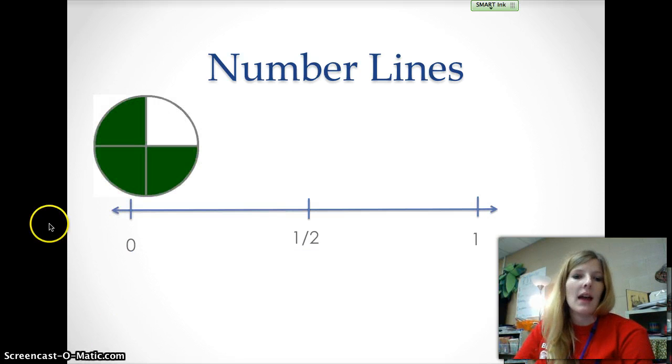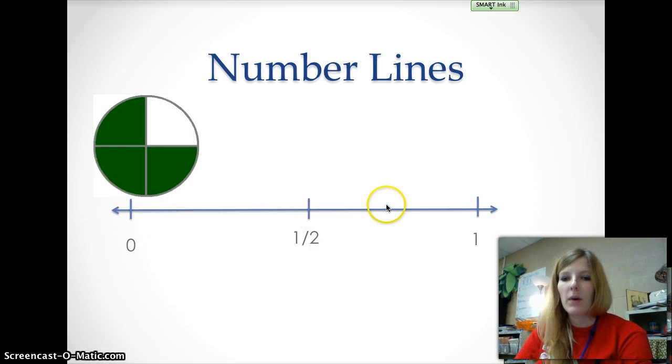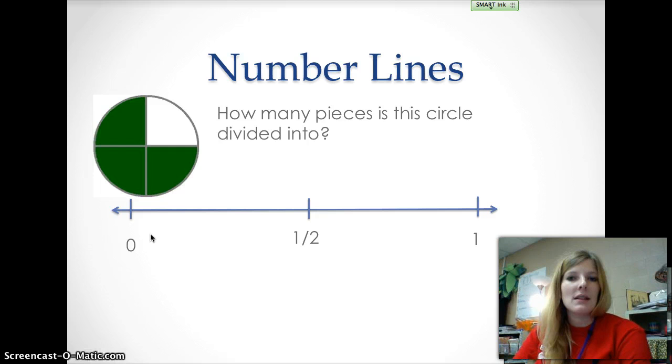Let's try another one. So I have this shape. Go ahead and draw that in your notebooks. You can use the same number line that you worked with the last problem. I have my 0, my 1/2, and my 1. And I need to ask myself, how many pieces is the circle divided into? We have 1, 2, 3, 4 equal parts. So my denominator is going to be 4.